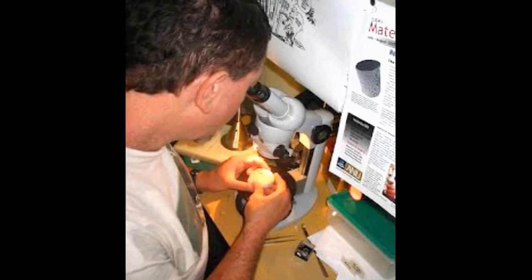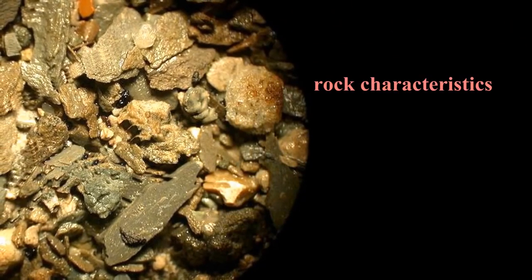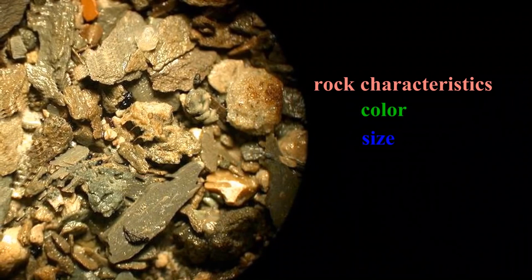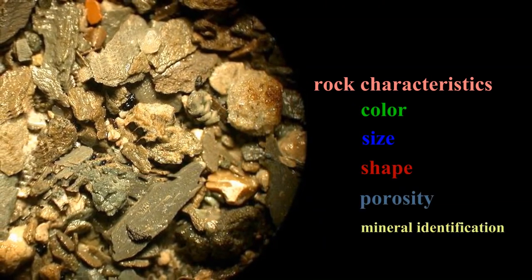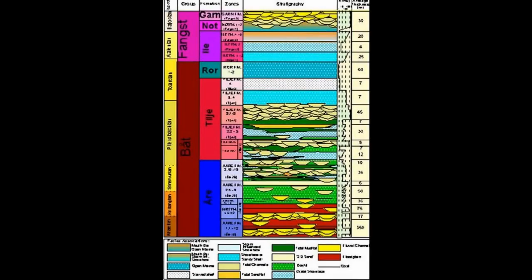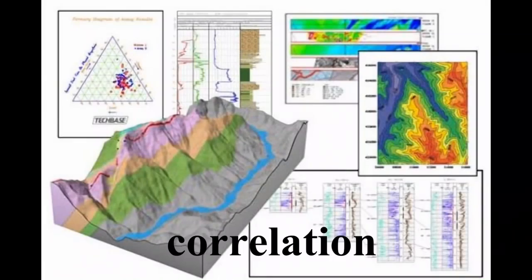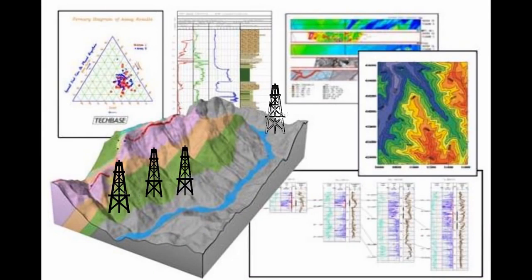For example, when describing the lithology, he examines the rock to define their characteristics or properties like color, size, shape, porosity, mineral identification, etc. These rock type descriptions then allow him to hypothetically place these cuttings in the appropriate zones in the stratigraphic column. Correlation will also be necessary if data from previously drilled wells is available.